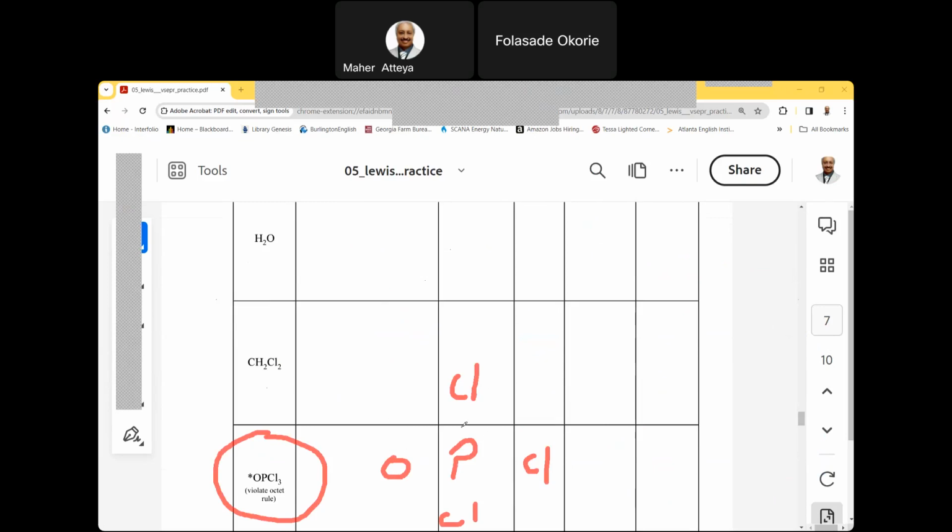Phosphorus has 5. Oxygen has 6. Chlorine has 7.